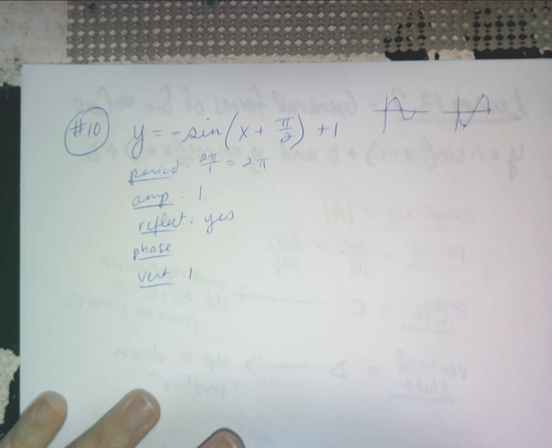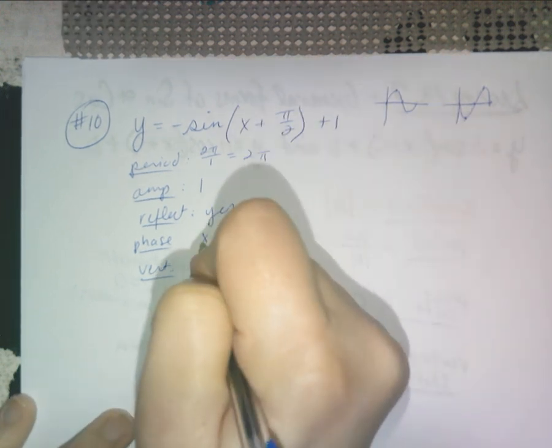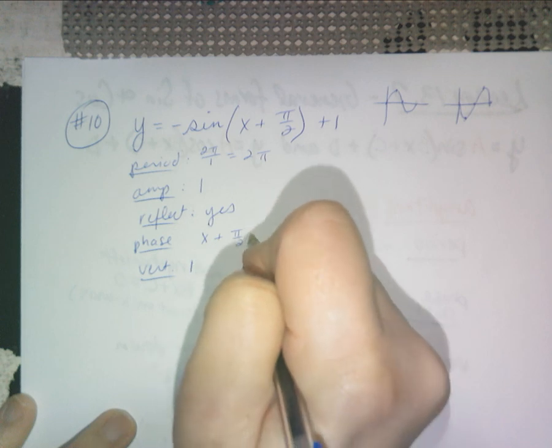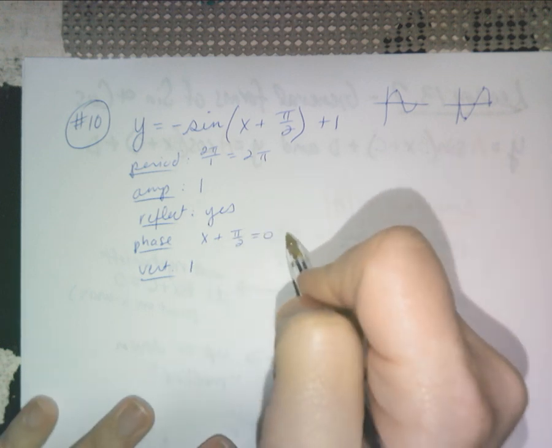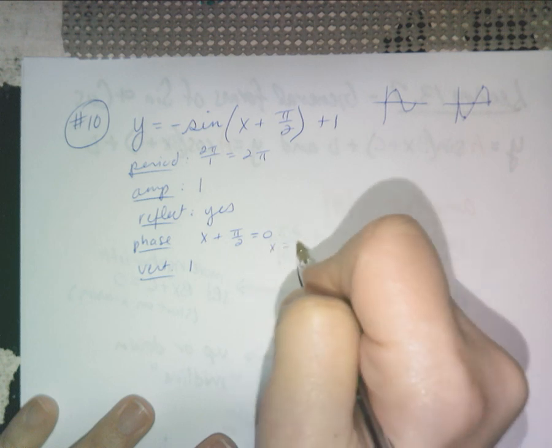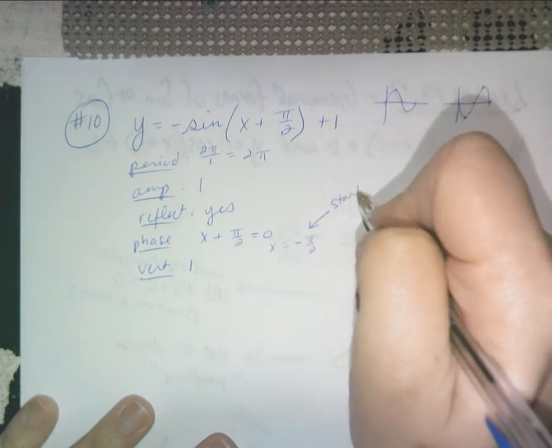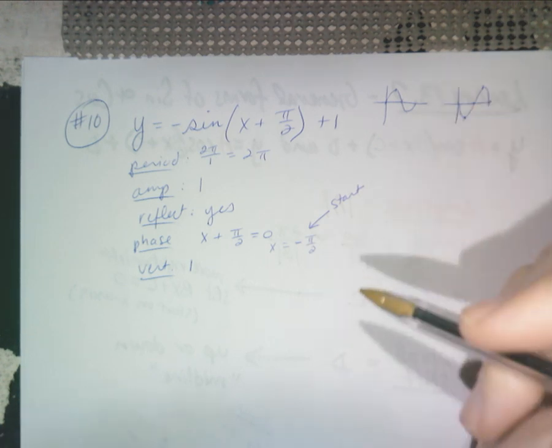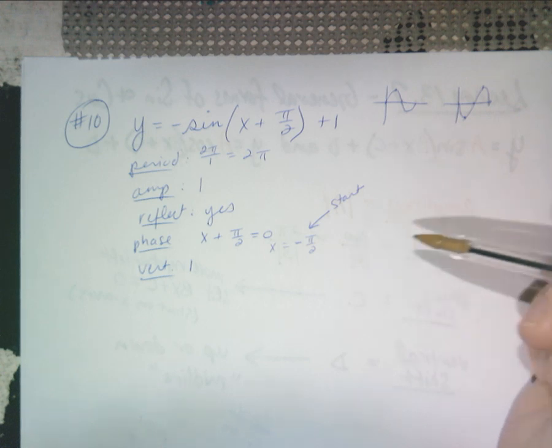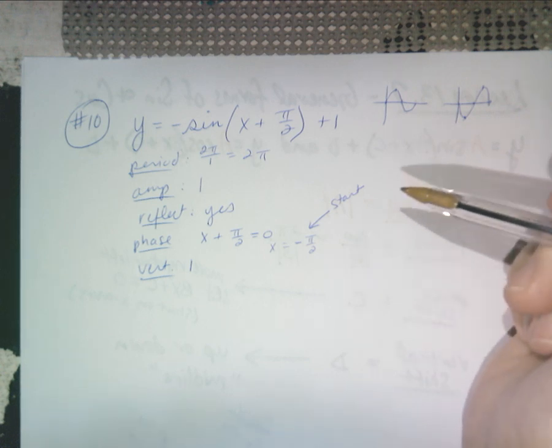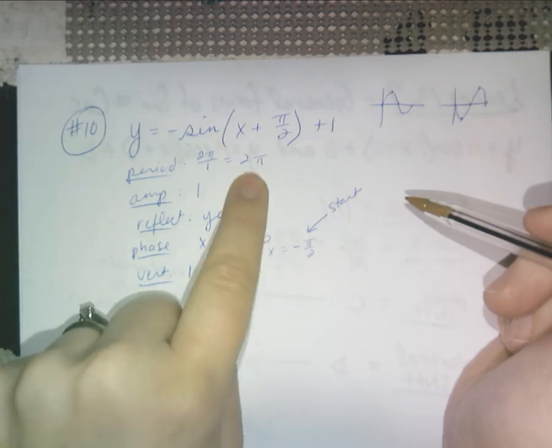Your phase shift, you take what's in the parentheses, x plus pi over 2, you set it equal to 0, and you solve. What would x equal? Negative pi over 2. This is where you start. That is where the graph is going to start. Are you all with me on that one? But I do want to see your cycle end. Well, how long is my cycle? My cycle is 2 pi.